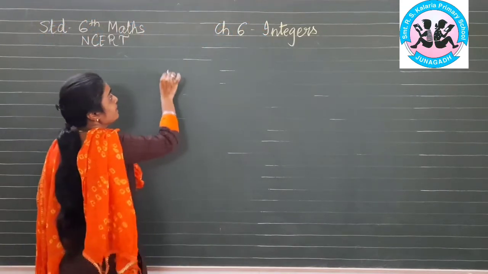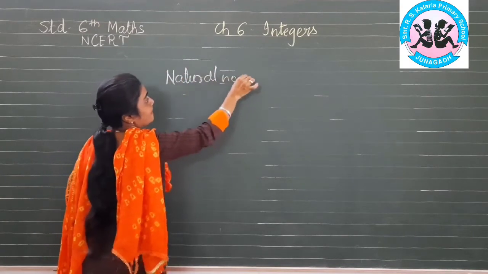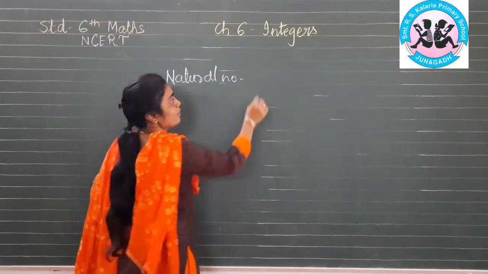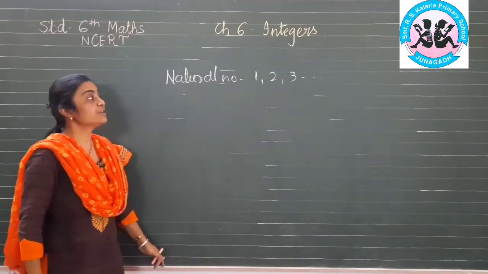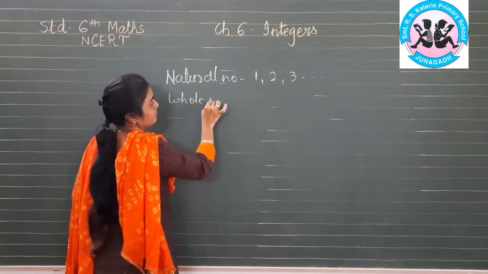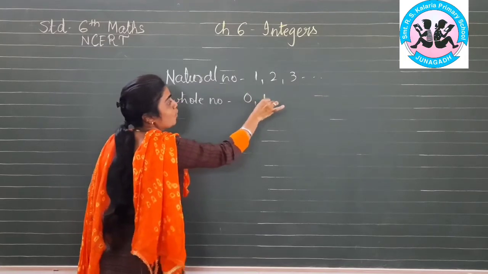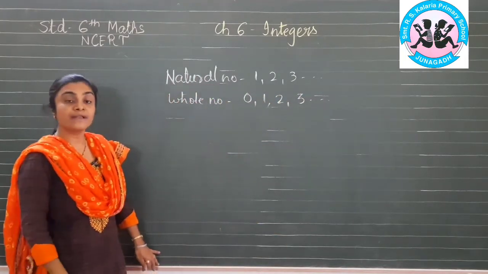So students, what are natural numbers? That is counting numbers. We start from 1, 2, 3 and so on. These are called natural numbers. And what are whole numbers? Numbers from 0, 1, 2, 3 and so on, that are called whole numbers.